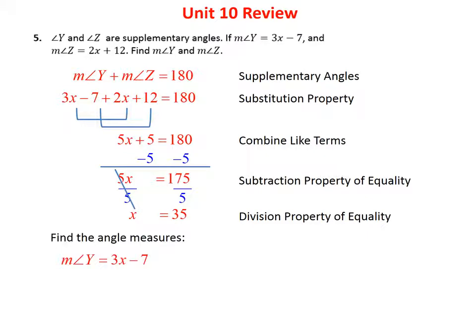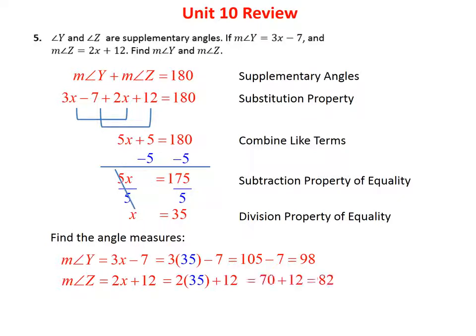So we're going to plug in. The measure of angle y is 3x minus 7, so let's put in 35 for x. 3 times 35 minus 7, or 105 minus 7, is 98 degrees for the measure of y. The measure of z is 2x plus 12. So again, put in 35 for x. 2 times 35 is 70, plus 12 is 82. And now we can check to make sure we got our answer right by simply adding these two together, and we see they equal 180, so we know we got the problem right.